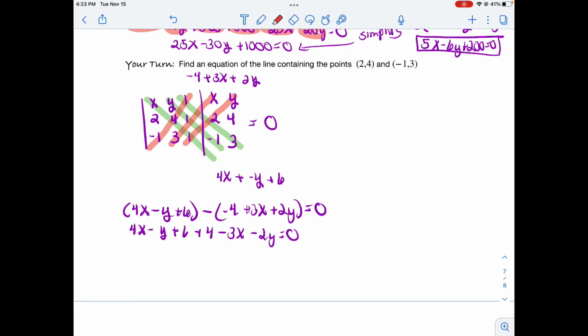And now combining like terms, 4x minus 3x will give me an x. Negative y minus 2y would give me a negative 3y. And then 6 plus 4 would give me a positive 10. So the equation of the line passing through these two given points would be x minus 3y plus 10 equals 0.